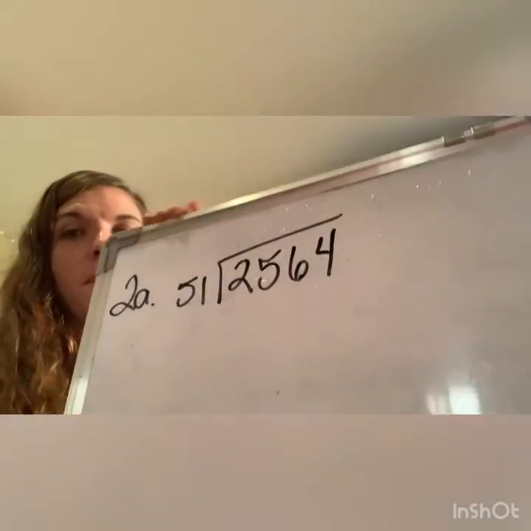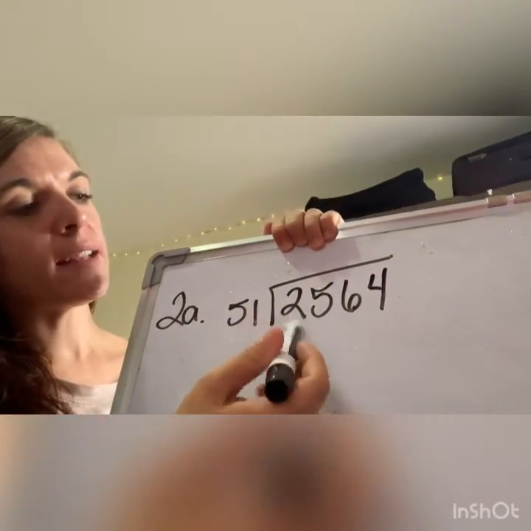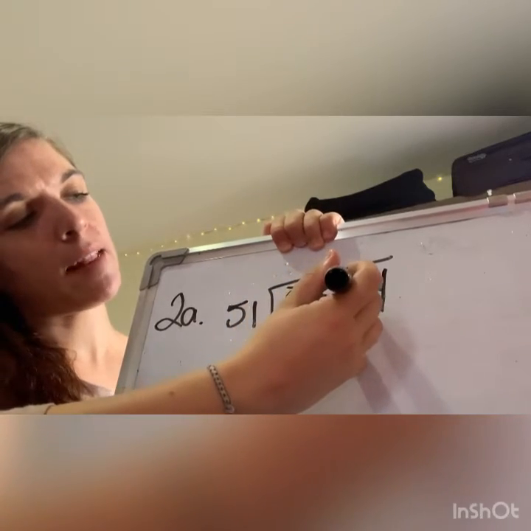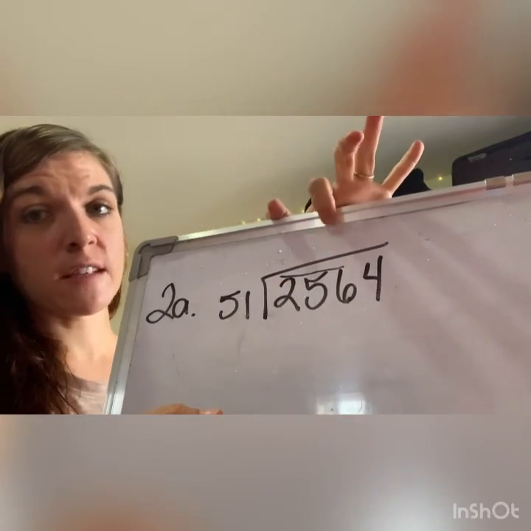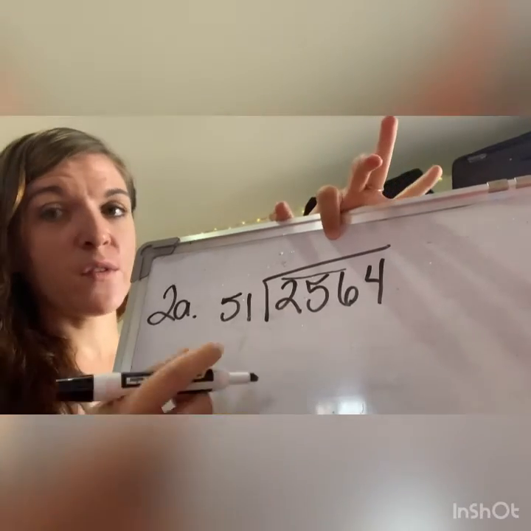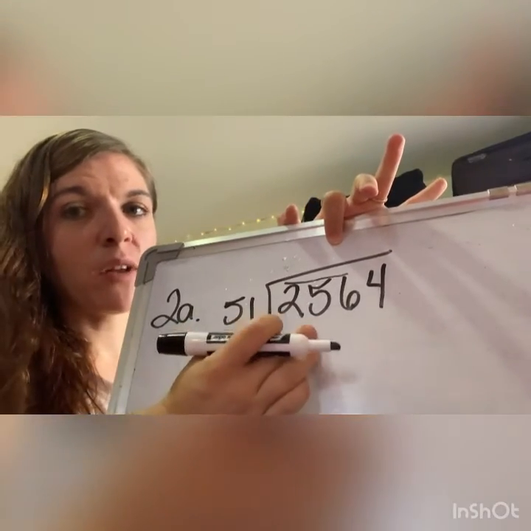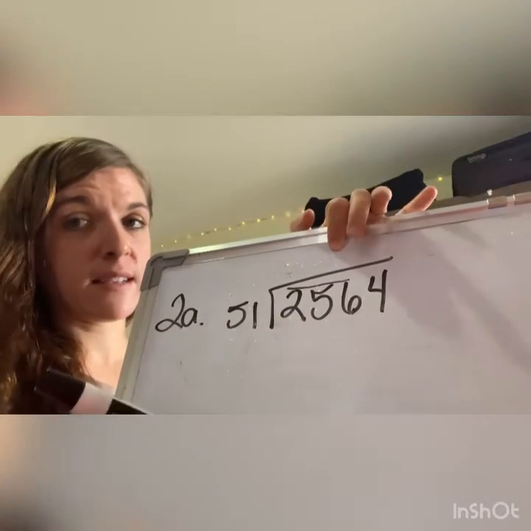Okay, there you go. Hey, since we have so much time, let's do one of our divisions together, right? Number 2, letter A. Let's do that one together. Okay, here we go. 51 is going to go into 256, so I'm going to put my line right there so I know that that's where my first number goes, right? Because 51 can't go into 2, 51 can't go into 25, 51 has to go into 256, right?